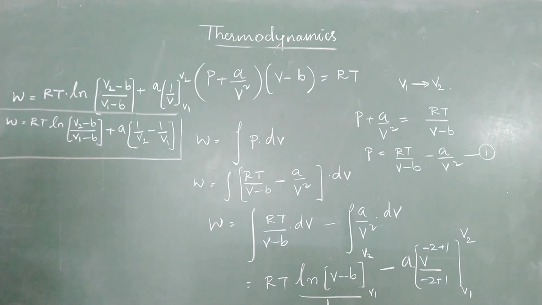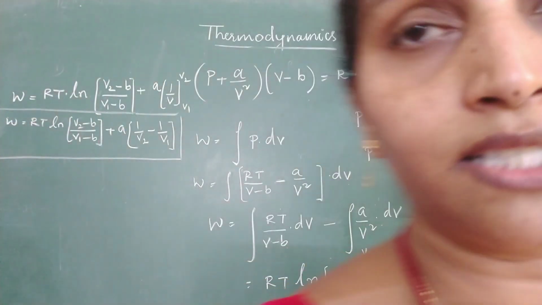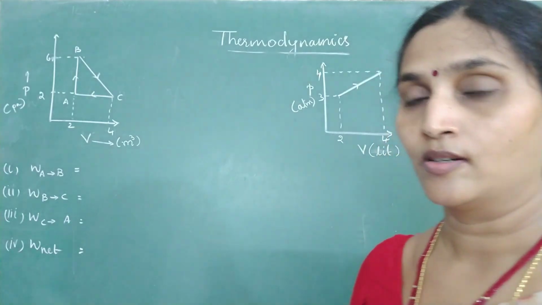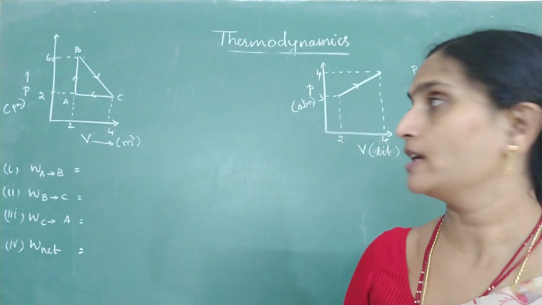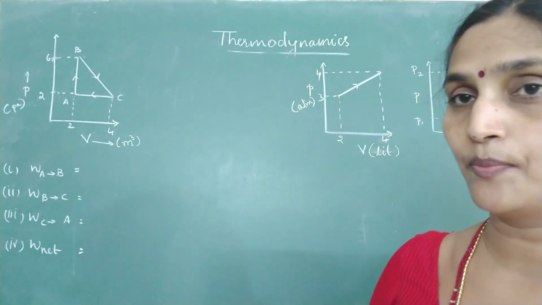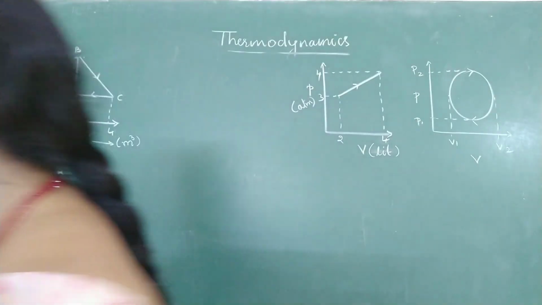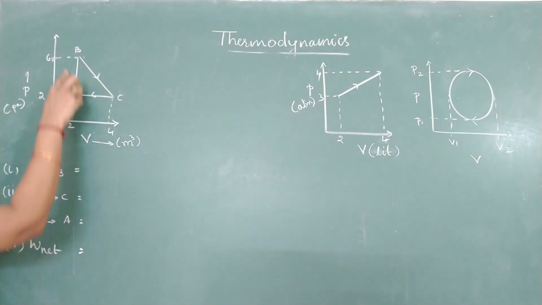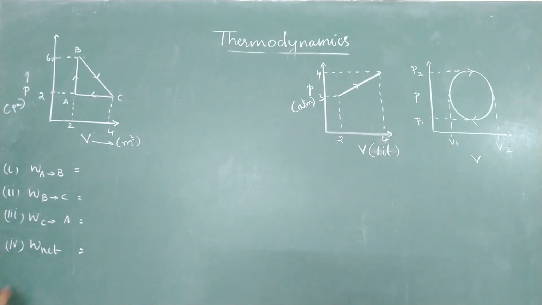So these are some of the questions based on equations and evaluating the work done. Okay, now coming to questions for evaluating work done based on pressure volume graphs. Look at the first question. A pressure and volume graph is given like a triangle A, B and C. The arrow indicates the direction in which the process is taking place.